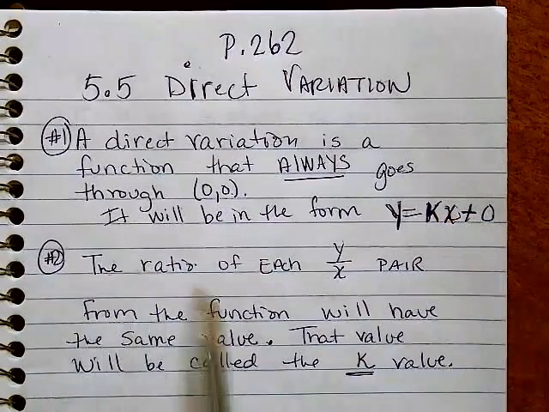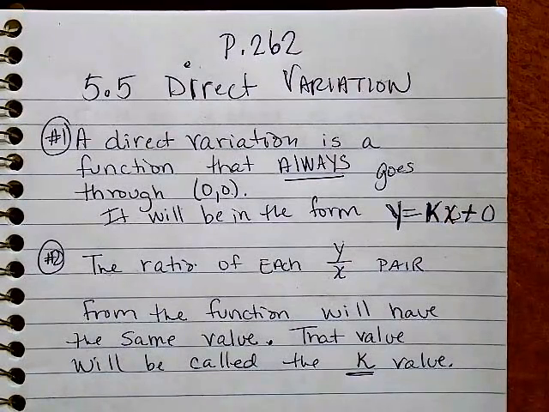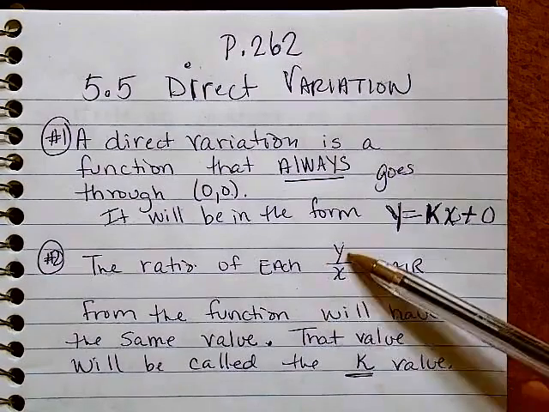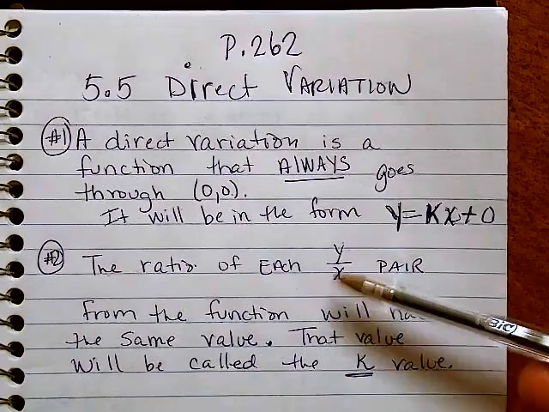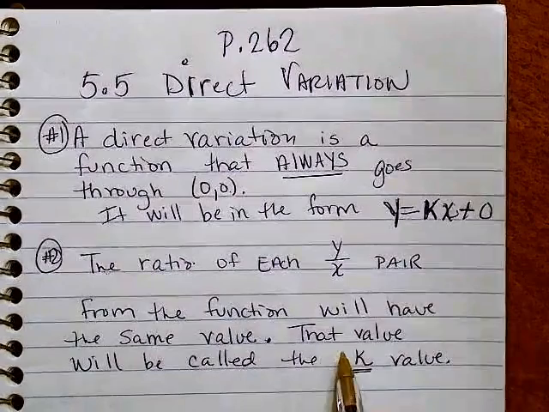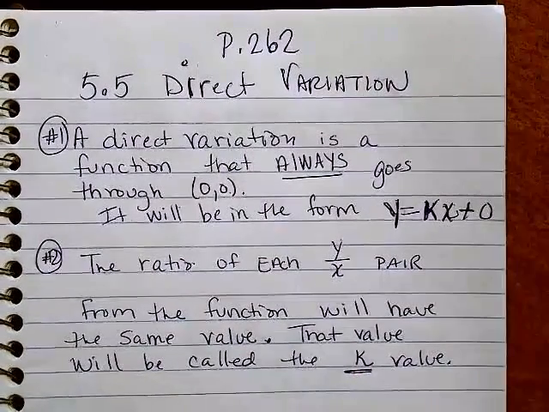If you're looking at a table of values and you're asked to determine whether it's a direct variation or not, you need to compare the ratios for each y over x pair. Suppose the ratio each time turns out to be 2/3. If it's 2/3 all the way through, with the same ratio all the way through, then it's a direct variation. And that value that you get is your k value. So let's look at some examples.